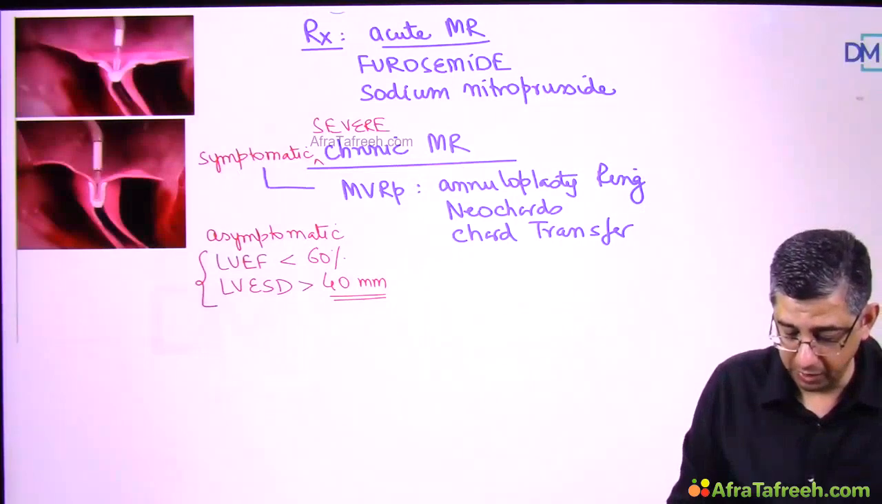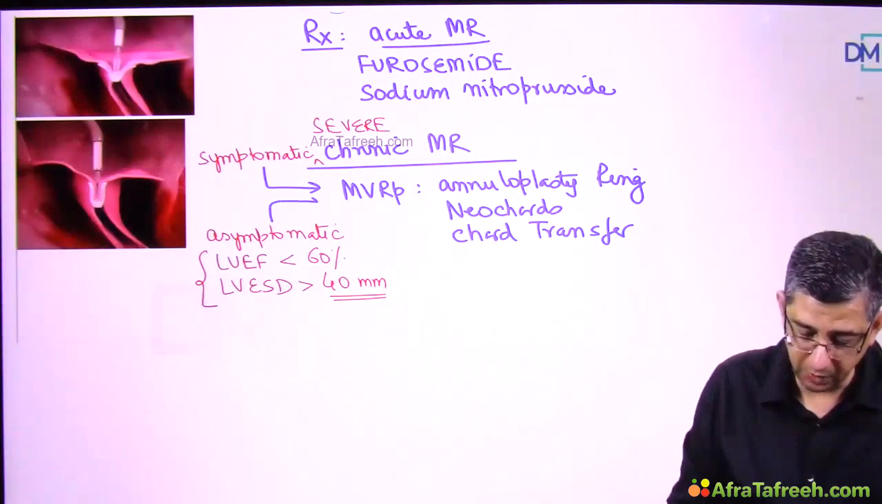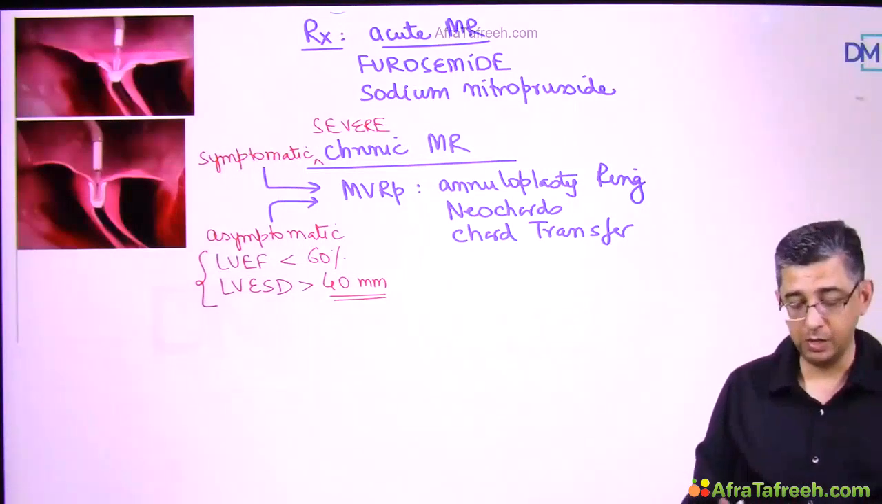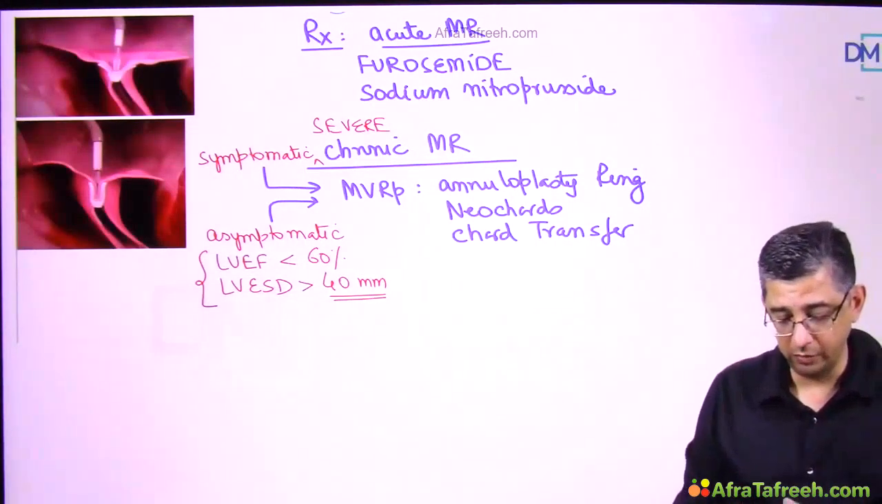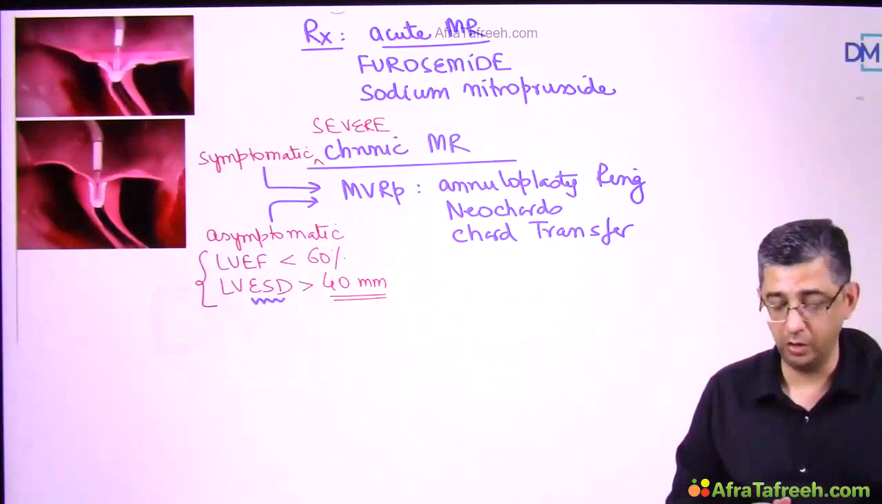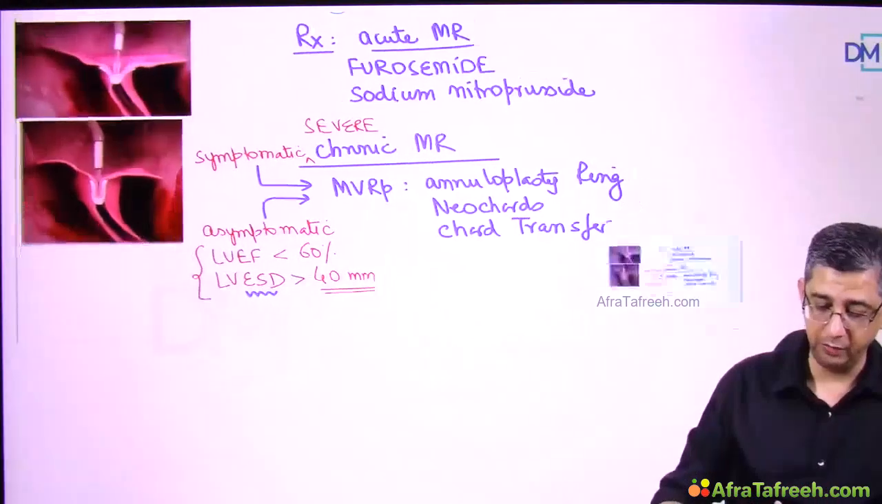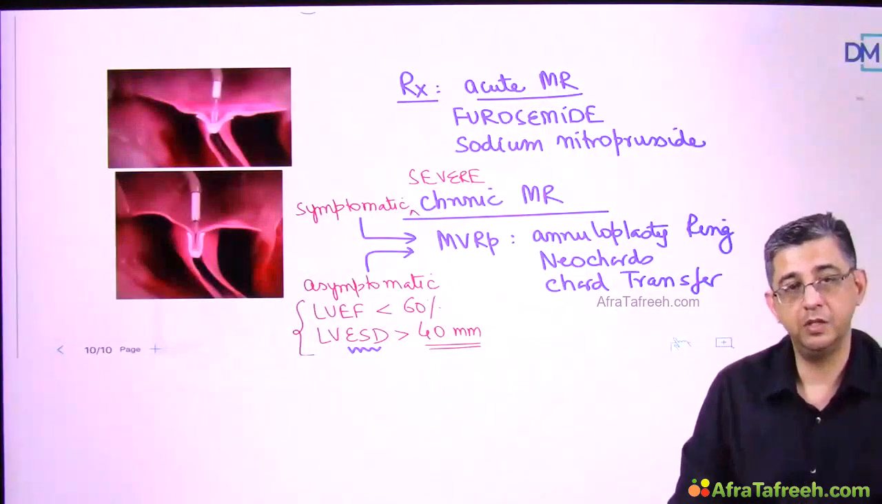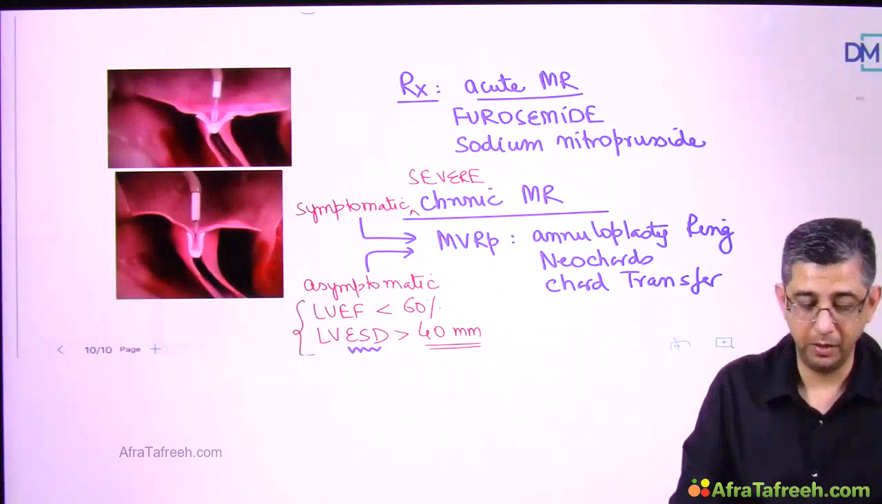I repeat my statement, symptomatic patients or severe will anyway require a mitral valve repair, superior over a mitral valve prolapse. Asymptomatic chap with left ventricular end systolic dimension more than 40 indicates the left ventricle will decompensate very soon, so mitral valve repair would be required for the patient. A new approach for management of this patient is a transcatheter mitral valve clip.